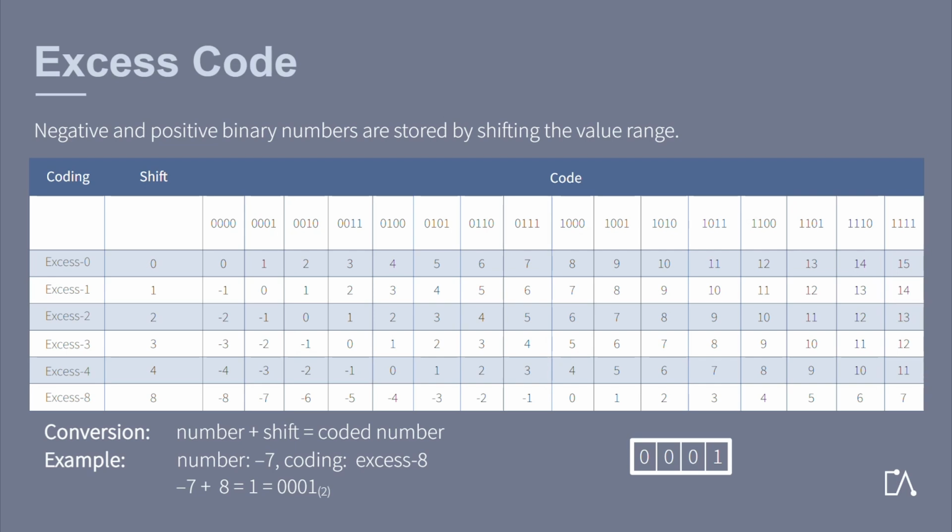We can also check the calculation using the table. For this we go to the row XS8 and to the column -7. The memory entry is at the top of the column.